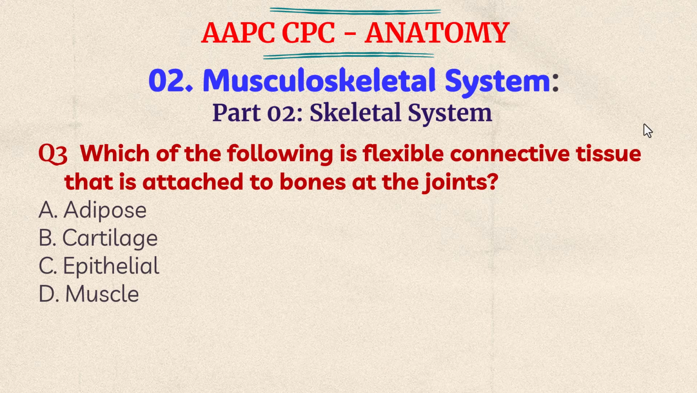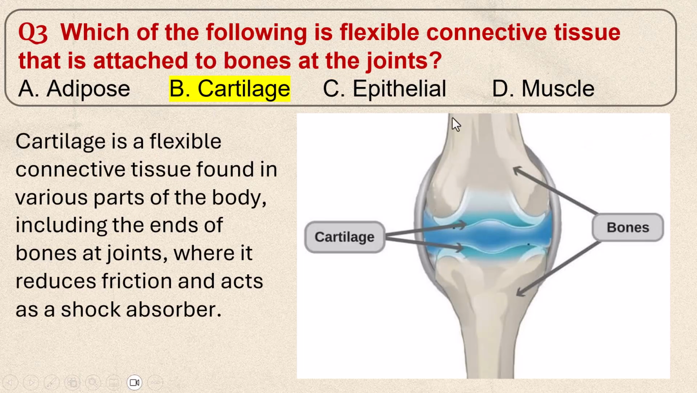Question number 3. Which of the following is flexible connective tissue that is attached to bones and the joints? A. Adipose, B. Cartilage, C. Epithelial, D. Muscle. Pause the video and think the answer. The correct answer is B.